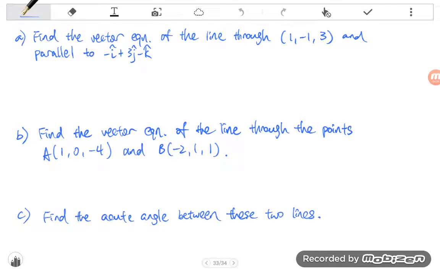So here I have one question, and the question is in 3 parts, parts A, B, and C. So they are linked. For part A, they want us to find the vector equation of the line through (1, -1, 3) and it is parallel to -i + 3j - k.